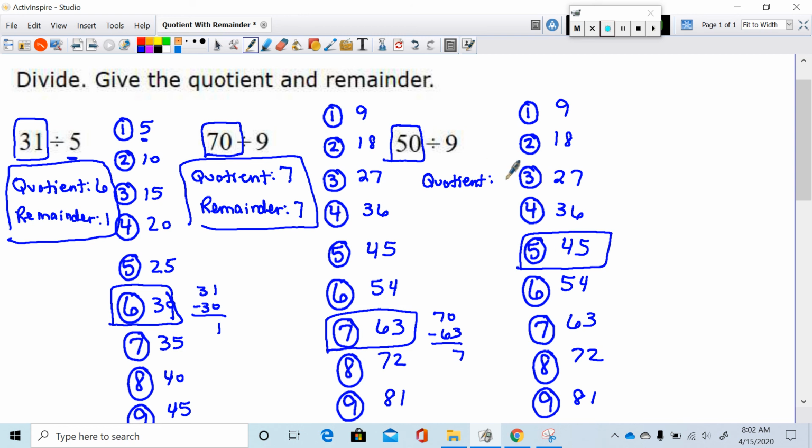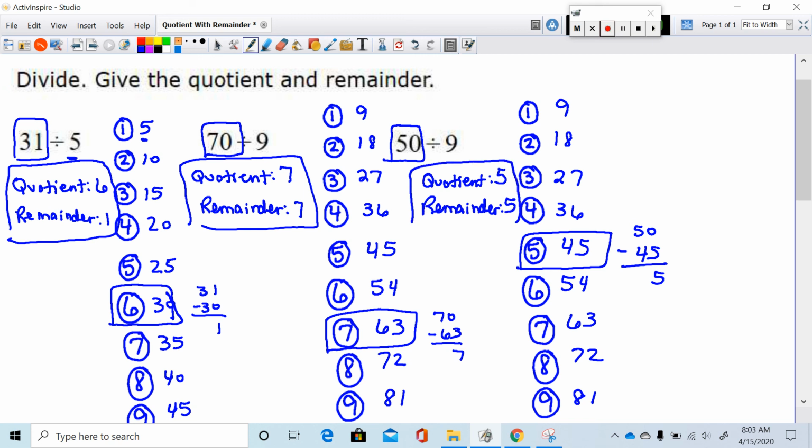The circled number is your quotient, and the remainder is what you were dividing subtracted by the number that's beside your quotient. So 50 minus 45 is 5. So the remainder is 5.